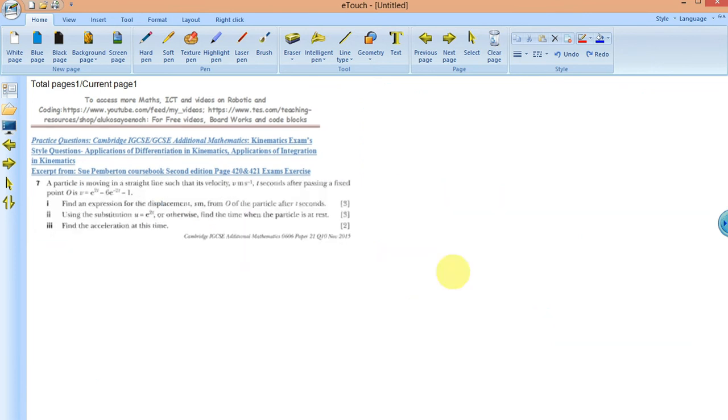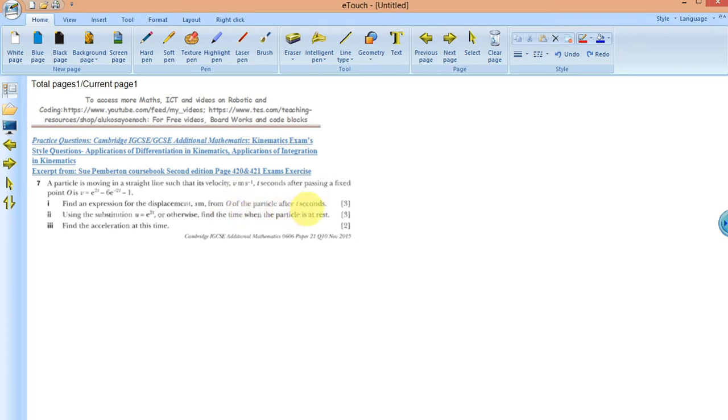Question 7. A particle is moving in a straight line such that its velocity v in meters per second, t seconds after passing a fixed point O, is given as v equals e to the power 2t minus 6e to the power minus 2t minus 1. The first question says we should find an expression for the displacement, in meters, from the starting point O of the particle after t seconds.